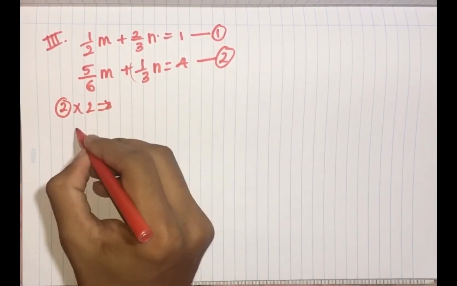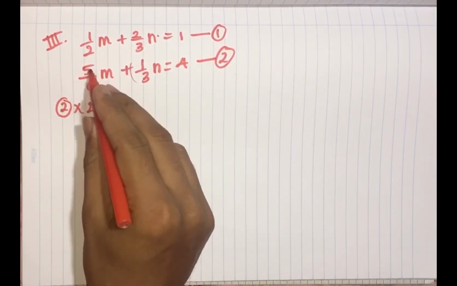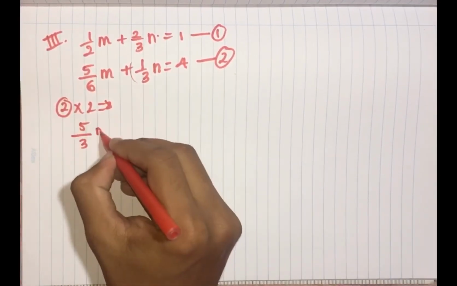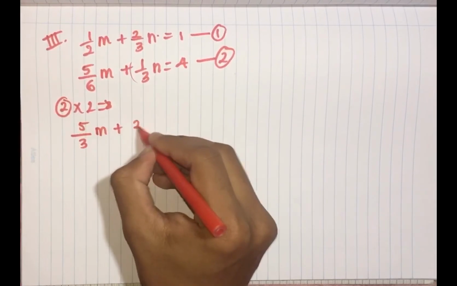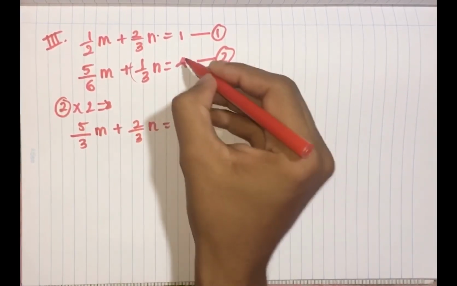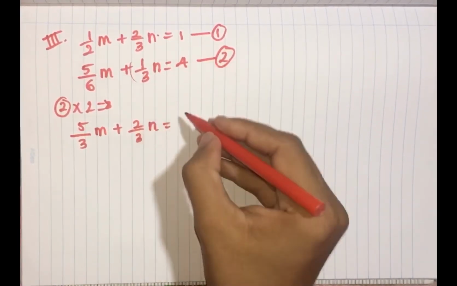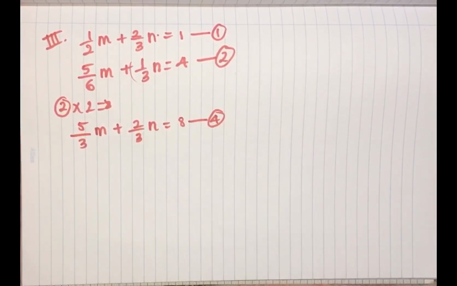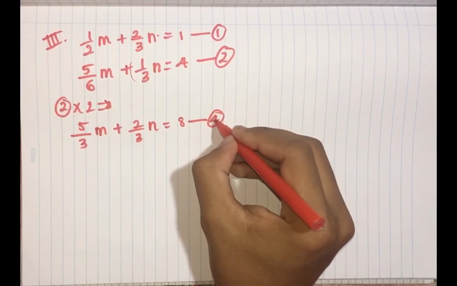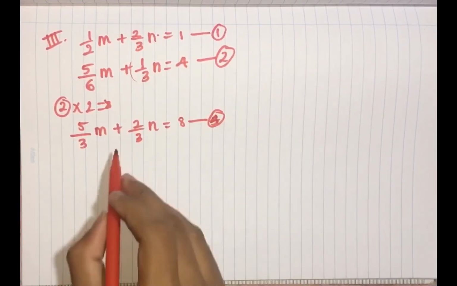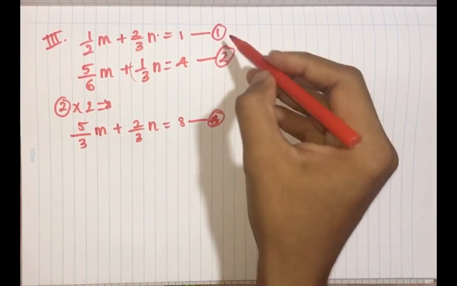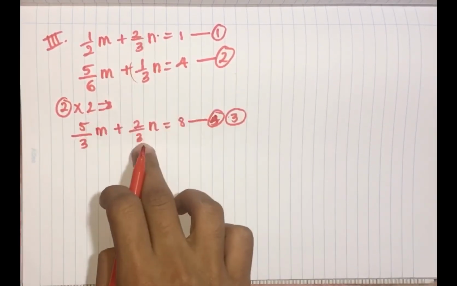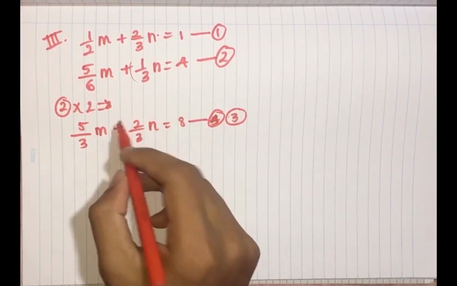That is going to give me 5 over 3m plus 2 over 3n. You have to multiply this also by 2. That is going to give you 8, and I call it equation 3, right? Yeah, 3. Now what are you going to do? You have equation 3 and equation 1. The coefficients are equal. And look at the sign, both have plus sign.